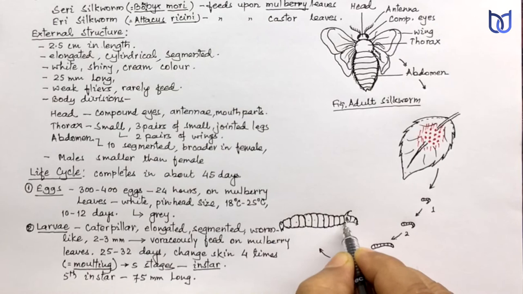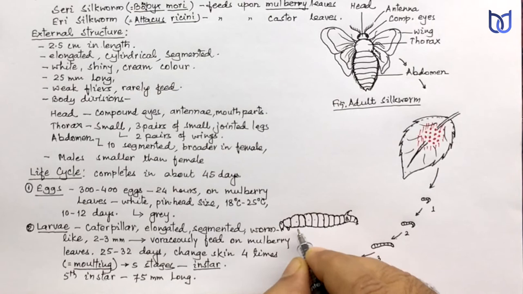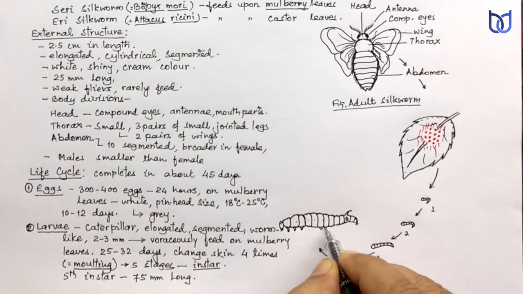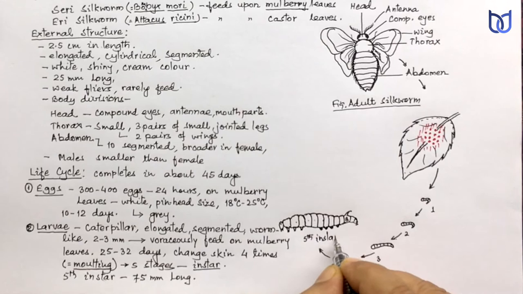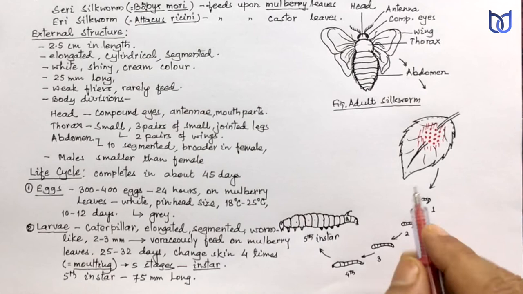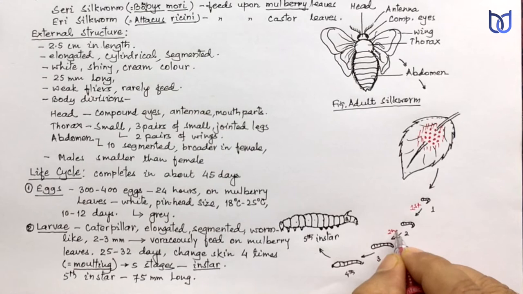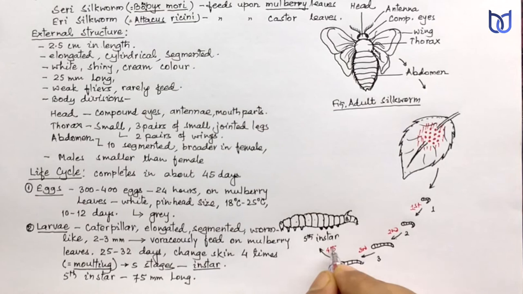And there are several legs in the body. In thoracic regions, we see thoracic legs, and in abdominal region also, abdominal legs. So several legs in the body of larva. This is the fifth instar larva. We can say final stage of the larva. Fifth instar. So remember, this one first molting, second molt, third molt, fourth molt. So four molts and five different stages in the larva. This is the longest phase of larva.